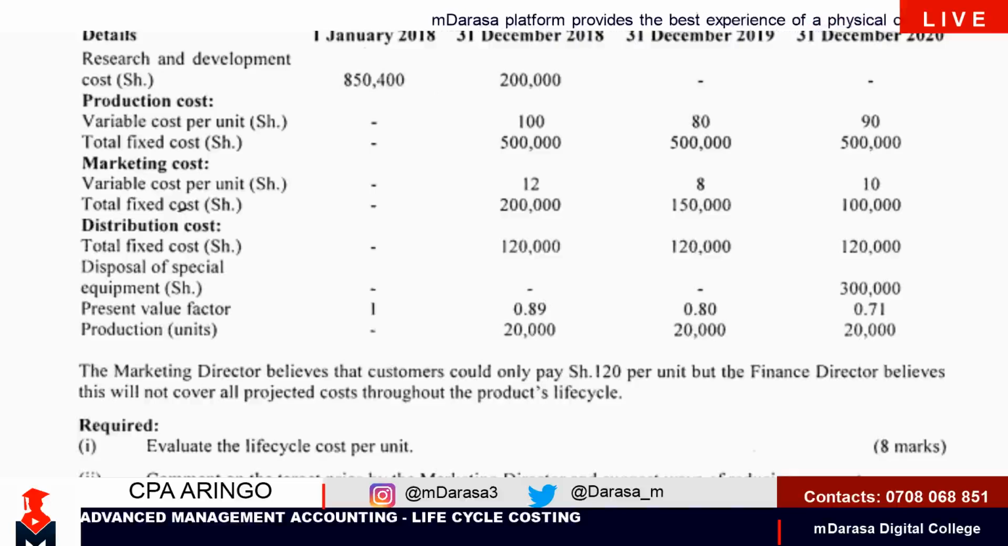And in that case, that will mark the end of this. I also want you guys to go and handle a question which was tested in November 2019, question number 5. If you have time, go and check it. That one is also a good question for us to understand the concept of life cycle cost.